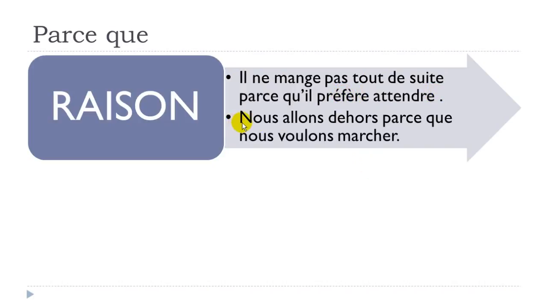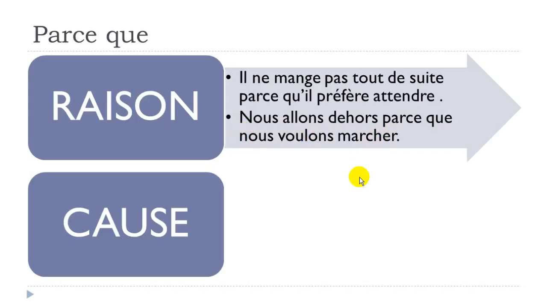Okay? Second example, nous allons dehors. Aller is to go, dehors, outside. Nous allons dehors, so we go outside. Parce que, so because. Nous voulons marcher. Vouloir, to want. Marcher, to walk. Nous voulons marcher, we want to walk. Okay? Nous allons dehors parce que nous voulons marcher.